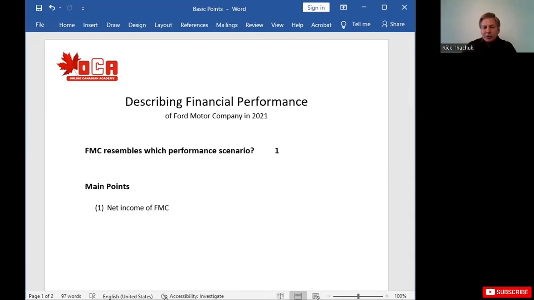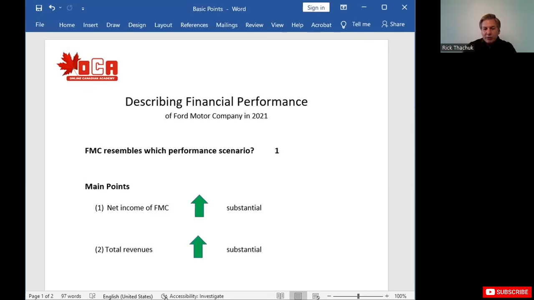Net income of Ford Motor Company, what happened there? Well, we saw that it increased and increased substantially. So we will mention that first in our written description of performance. Now let's look at the main components of net income. First one being total revenues. Well, total revenues, as you recall, also increased substantially.